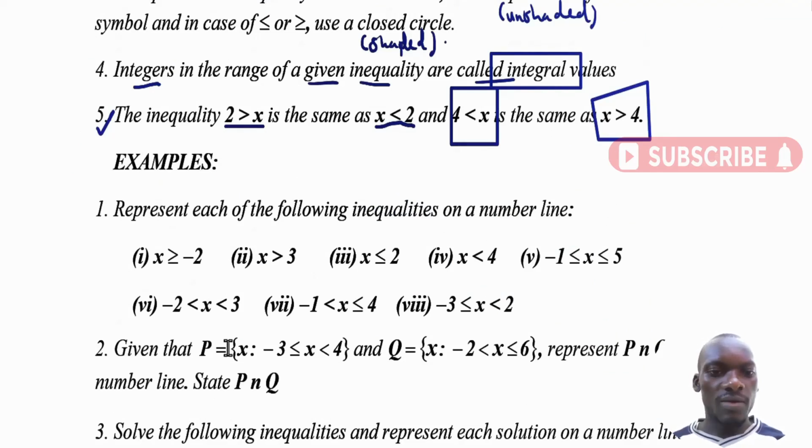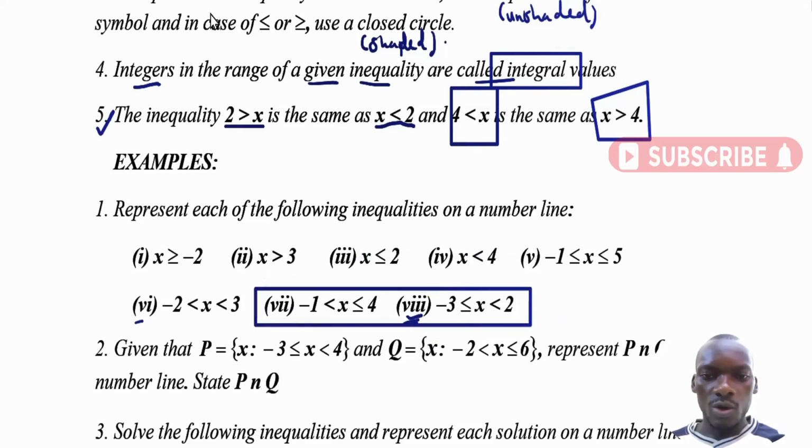Let us have our examples, and we are to understand how to represent these inequalities on a number line. We have from Roman number 1 up to Roman number 8. So we are going to work through 6 of them. Then these 2, you work out on your own, and you drop the answers in the comment section.